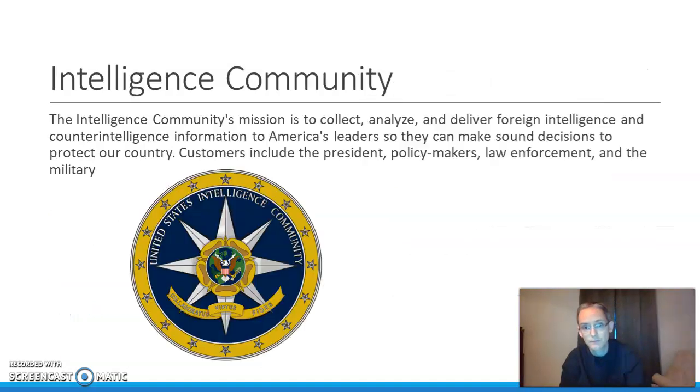So jumping over then to the IC, the intelligence community's mission is to collect, analyze, and deliver foreign intelligence and counterintelligence information to America's leaders so they can make sound decisions to protect the country. That is the mission of the IC. All those different organizations, customers include the president, policymakers, law enforcement, and the military. So think about that when we're going through and talking about the data sources and what we're trying to capture. What they're trying to get is information, intelligence, so that our leaders can make the best decisions possible.